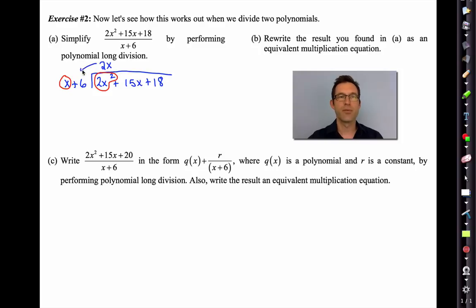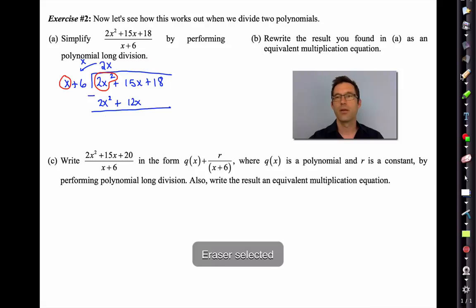Now remember, just like before, I'm going to multiply this. So 2x times x is 2x squared plus 2x times 6 is 12x. And now I'm going to subtract. Now 2x squared minus 2x squared is 0. Actually, I'm not going to write that 0 there. I'm going to now have 15x minus 12x, and that's going to be 3x. I'm not adding them. I'm subtracting all of this.